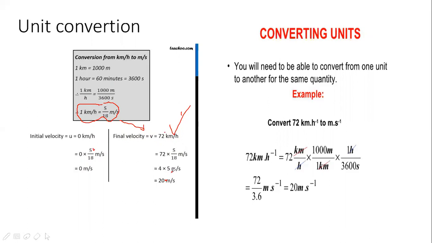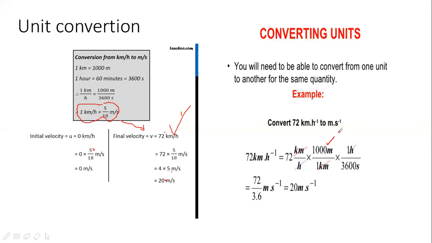The real methodology is, you will write 72 kilometer per hour. So 72 kilometer and per hour. Per hour means divide by hour. Here multiplied by 1000 meter divided by 1 kilometer. So 1 kilometer is equal to 1000 meter. Kilo means 1000, 1 kilo means 1000 meter. So this term as a whole is equal to 1.